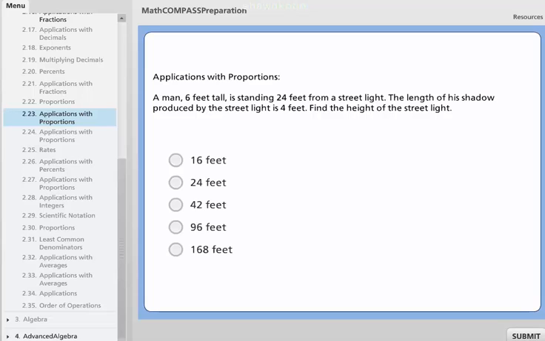Perfect. Okay, so 2.23. A man 6 feet tall is standing 24 feet from a street light. The length of his shadow produced by the street light is 4 feet. Find the height of the street light.